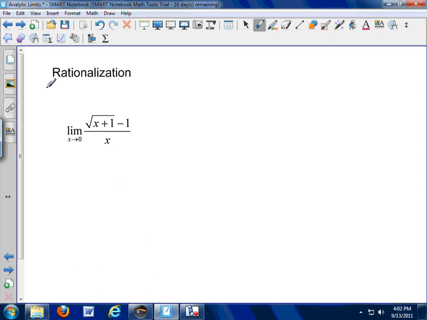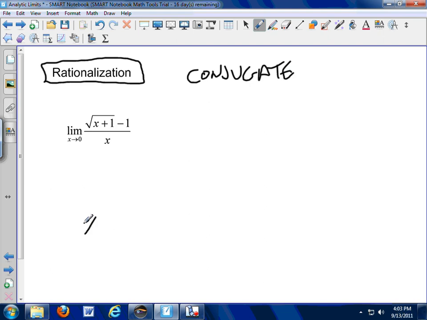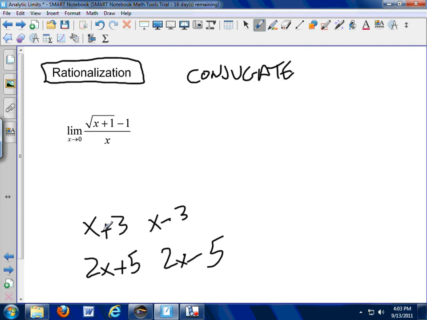All right, we're moving on to technique number 2 for today. It's called rationalization. It doesn't mean we're trying to convince ourselves that we can do this. It means we actually are trying to get rid of the square rooty thing. What we're going to do is use the conjugate. You've heard the word before, hopefully, but conjugates are things like x plus 3 and x minus 3, things like 2x plus 5 and 2x minus 5. The deal is we left the terms the same, we just changed the sign. So one's plus, one's minus.